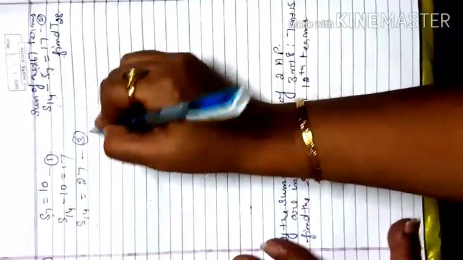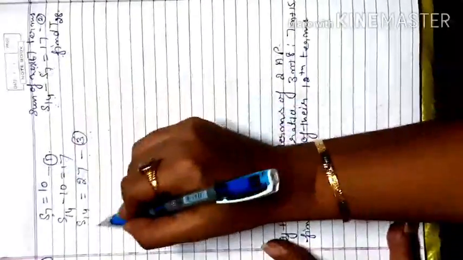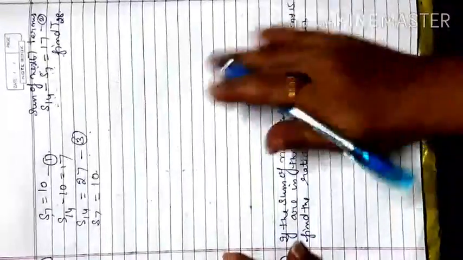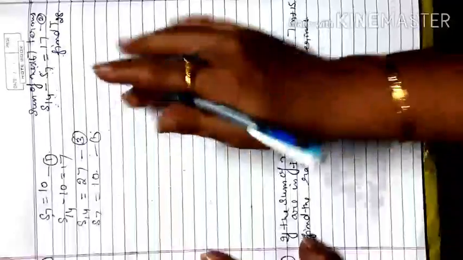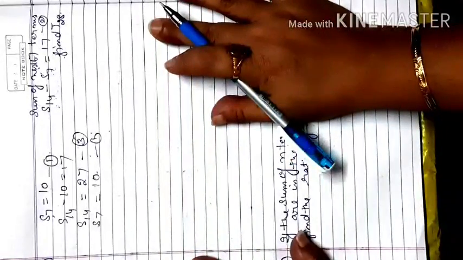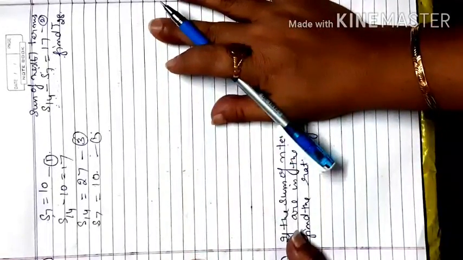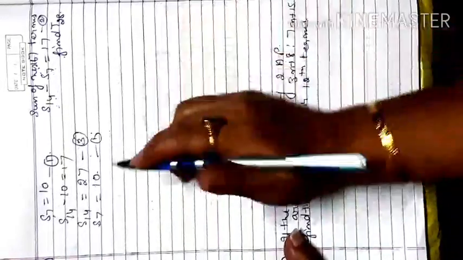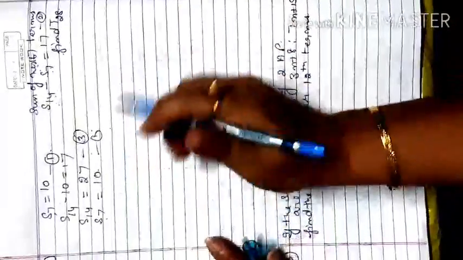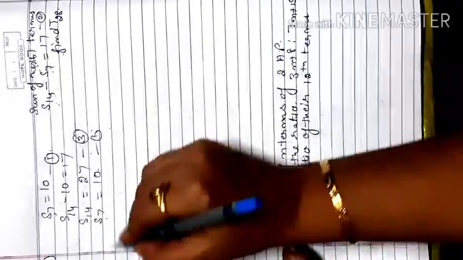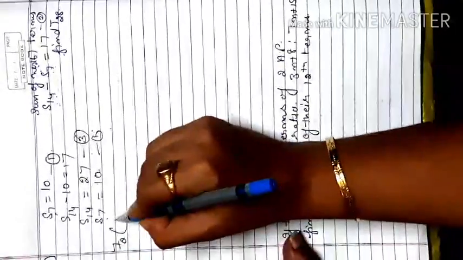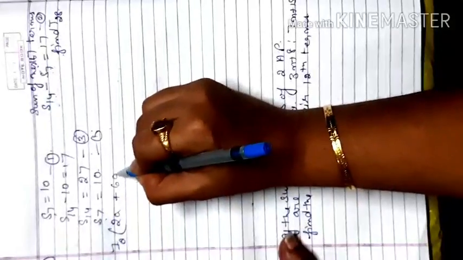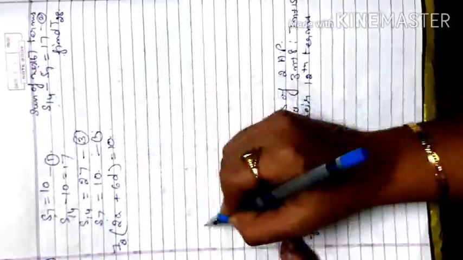So that becomes your equation 3, and we already have equation 1: S7 is equal to 10. Now you have to open these equations, solve them simultaneously, and find the values of a and d. First I will open this one, S7. That gives me 7 by 2, (2a plus (7 minus 1)d), that is 2a plus 6d, is equal to 10.